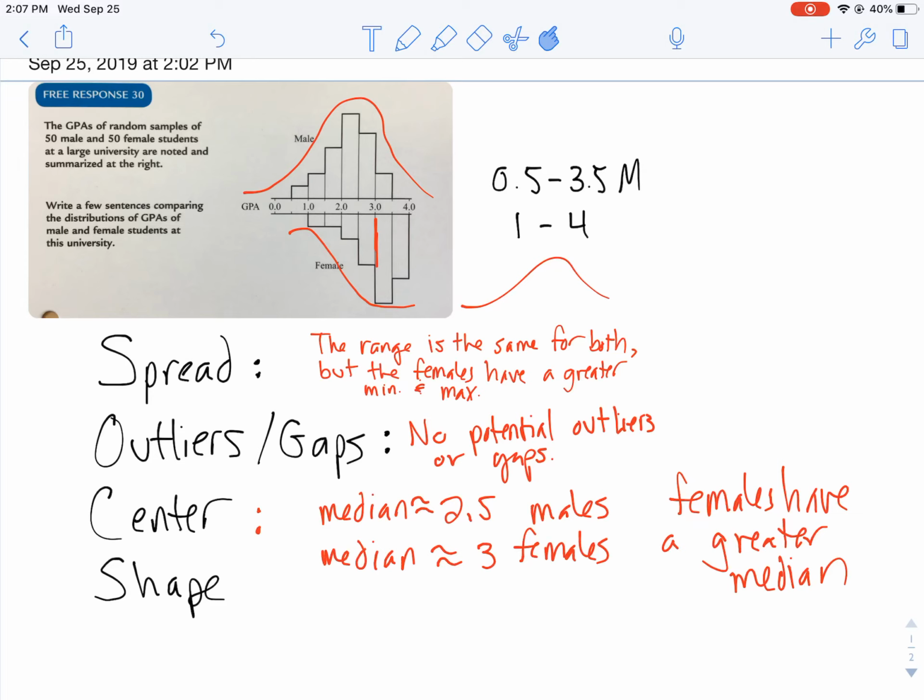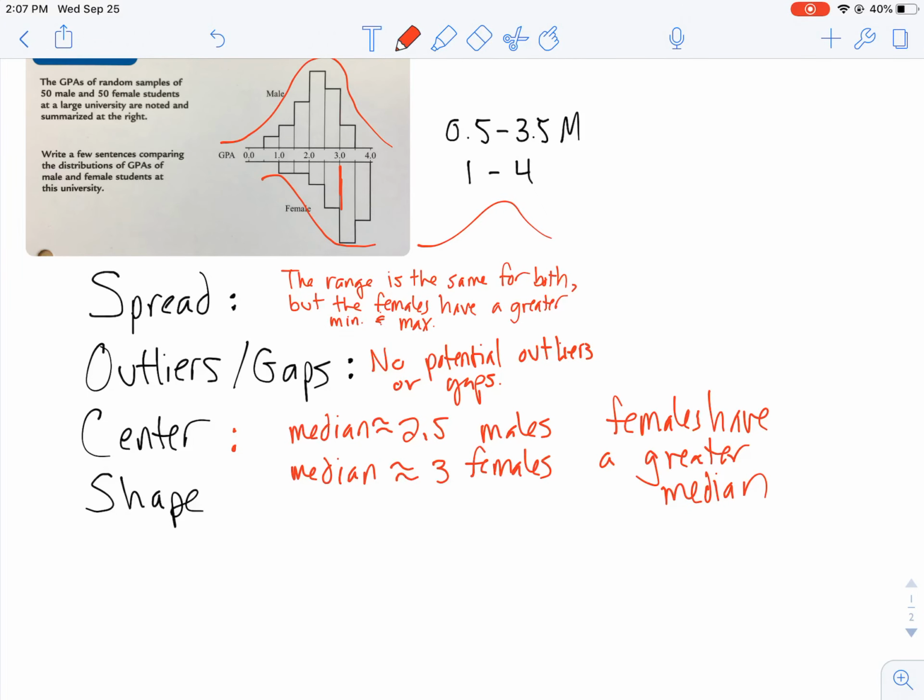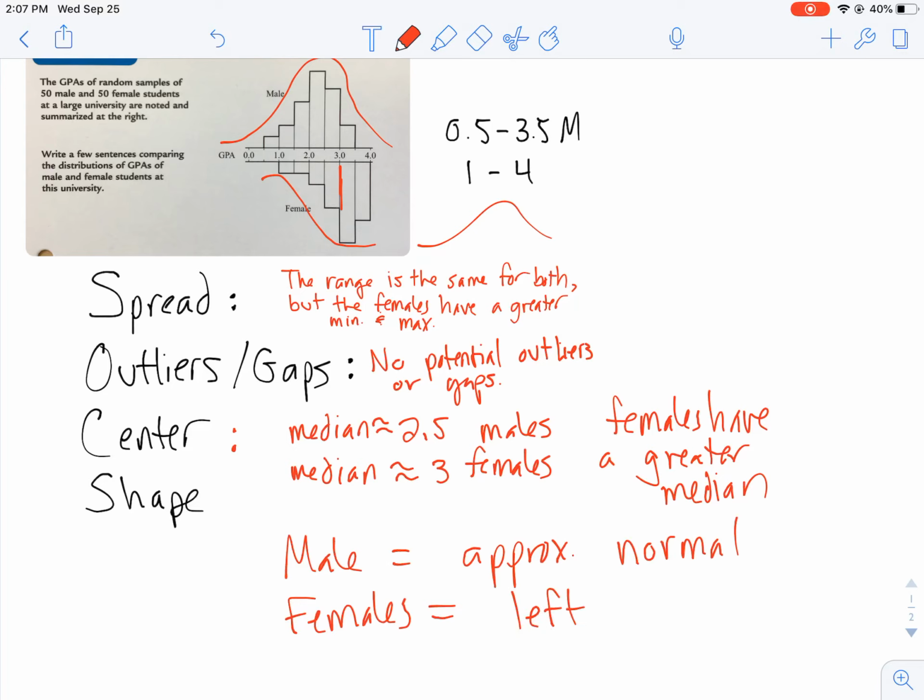And now as for the shape, I'm going to cite that the male distribution is somewhat normal. Or I could say approximately normal. I'm going to go with that instead. That's a better adjective here. Approximately normal. And for the females, we have a left skewed distribution. So that's basically what you want to be establishing here.